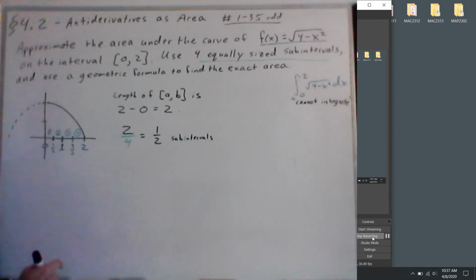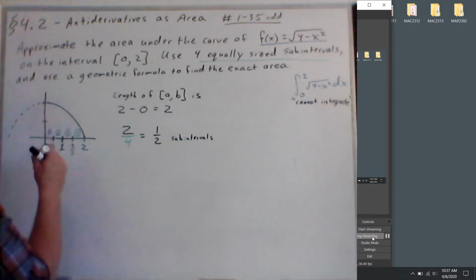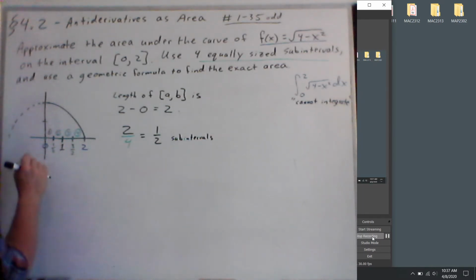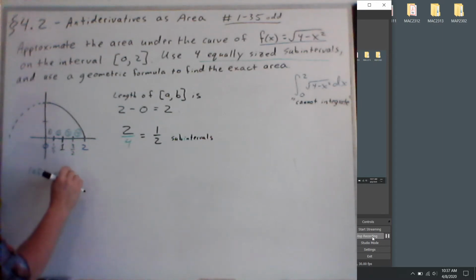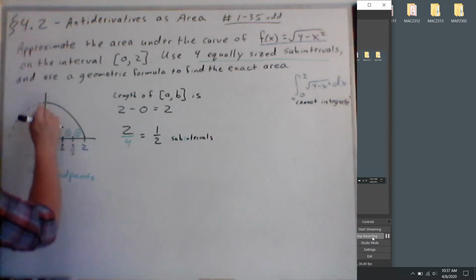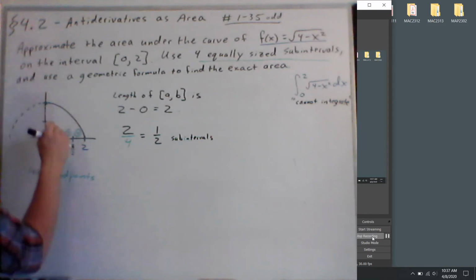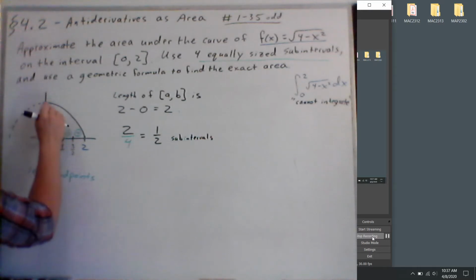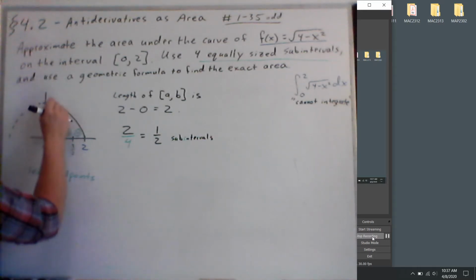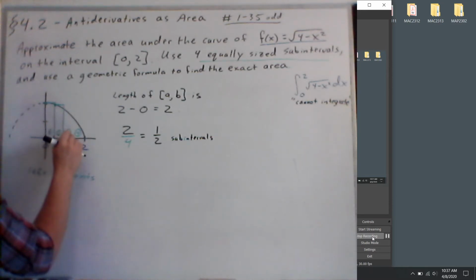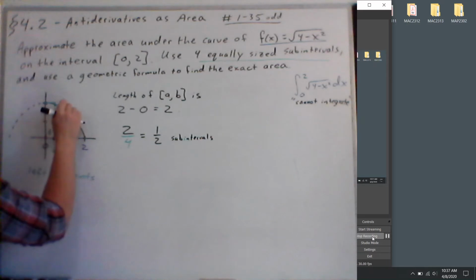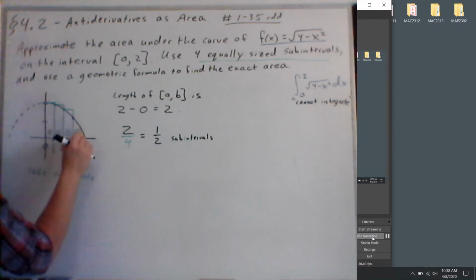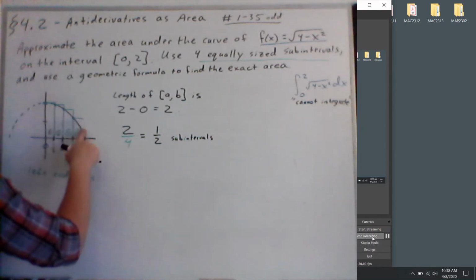Now when I start to approximate this with rectangles, I have a choice of going with either left endpoints, which means I'm going to use the left endpoint of each subinterval to hit the curve.